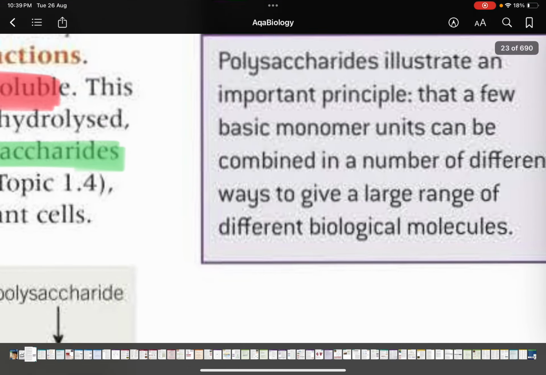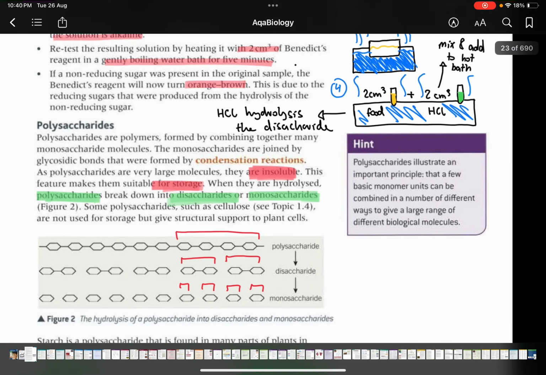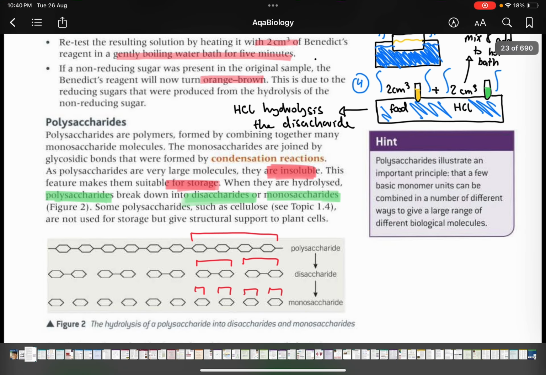So we're going to focus on the hint right here. A few basic monomer units can be combined in a number of different ways to give a large range of biological molecules. And we also learn about this with amino acids. There's only a few, I think there's around 20 types of amino acids. However, there's so many types of polypeptides, or so many types of proteins, because there's different combinations, different ways of folding, and just different proteins as a result, I suppose.